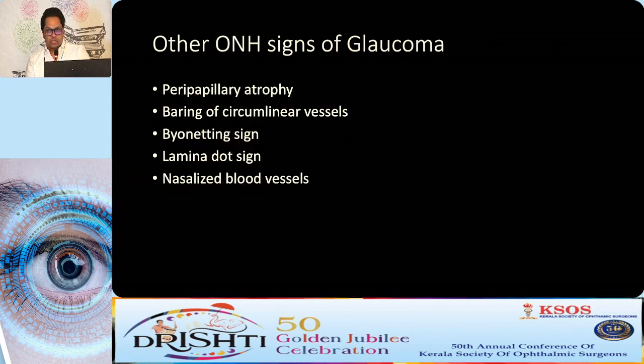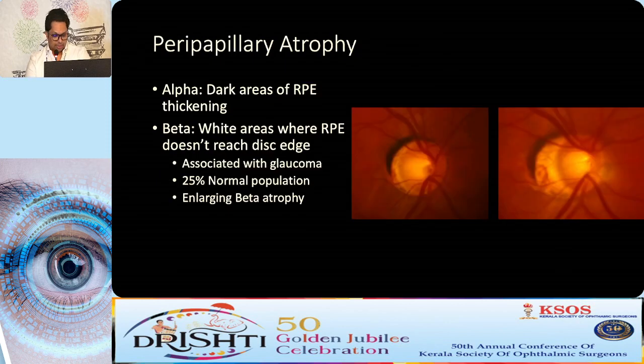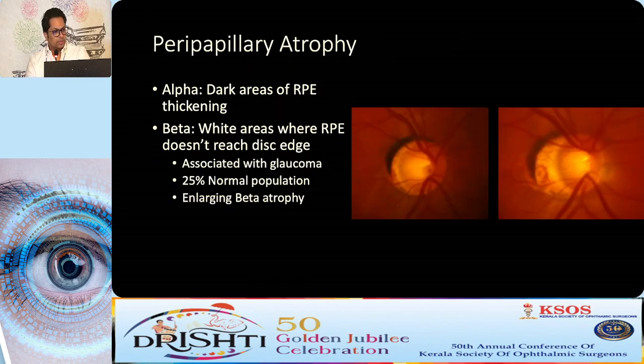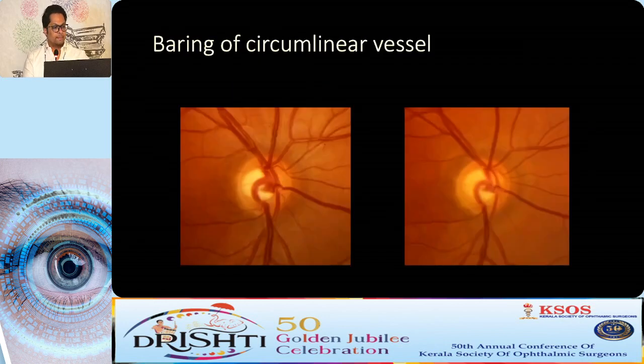The other optic nerve head changes of glaucoma are peripapillary atrophy, baring of circumlinear vessels, bayoneting sign, lamellar dot sign, or nasalized blood vessels. Peripapillary atrophy, we have alpha and beta. The beta is what is usually associated with glaucoma, but 25% of the normal population can also have beta atrophy, so it is not a specific sign for glaucoma diagnosis.